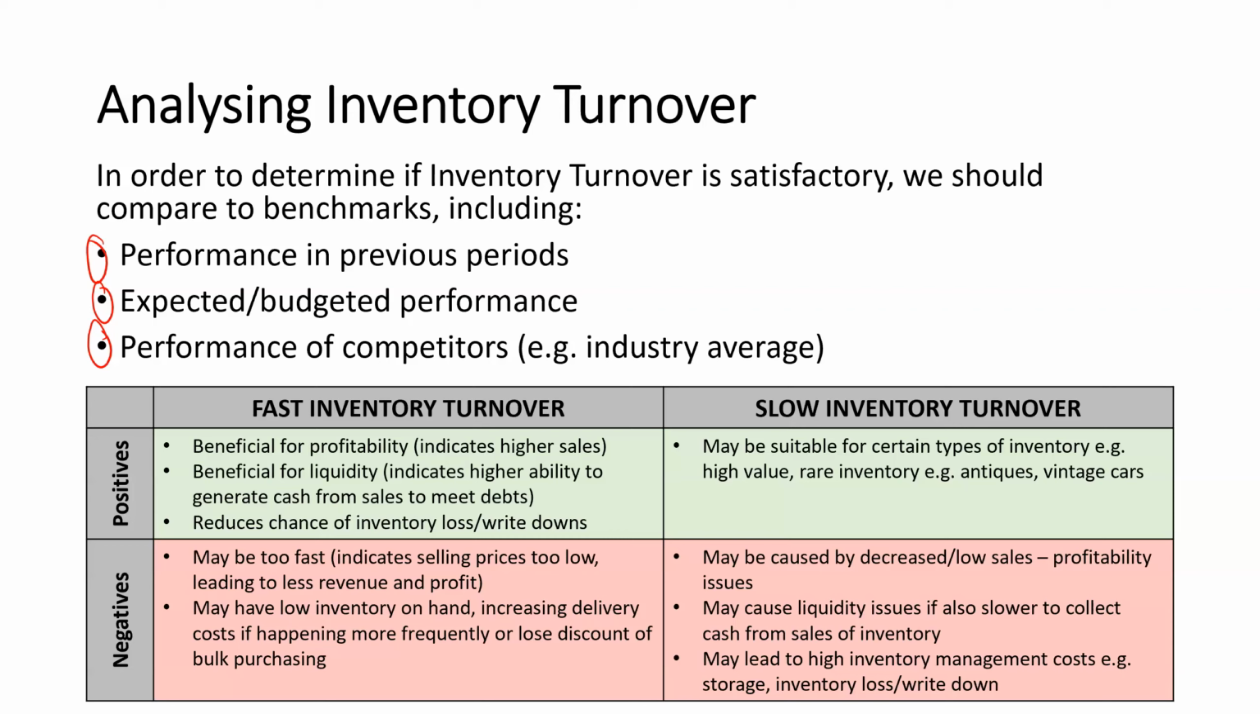And a slow inventory turnover could be caused by decreasing or low sales, could indicate some profitability issues. This might cause liquidity issues if we're not generating enough cash from our sales of inventory. And it could lead to high management costs. So if we have a slow inventory turnover, it might be due to the high levels of inventory on hand that we're keeping. And when we keep high levels of inventory on hand, this might cost us more in terms of storage, or it could increase the risk of inventory loss through things like damage or theft, or the need to write things down because they go out of fashion or become obsolete.